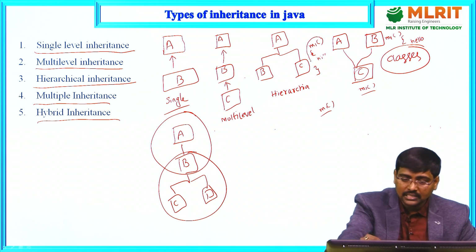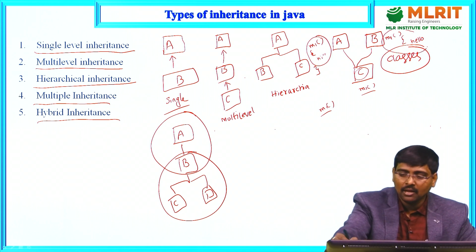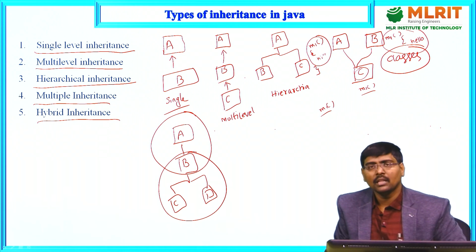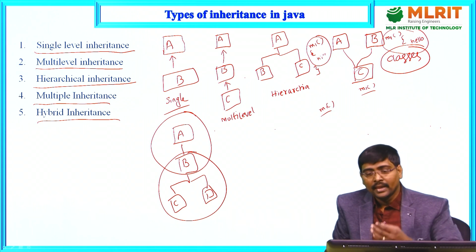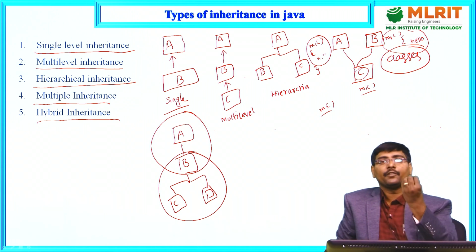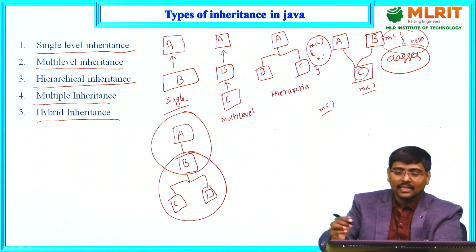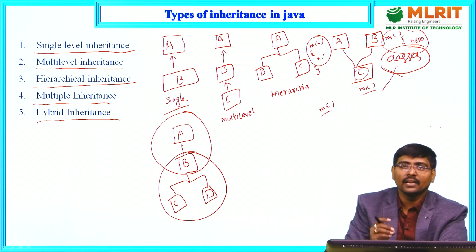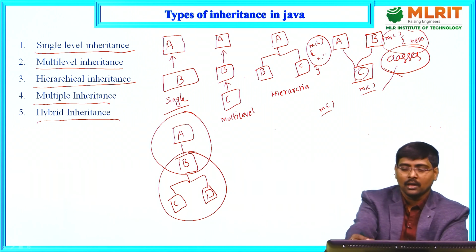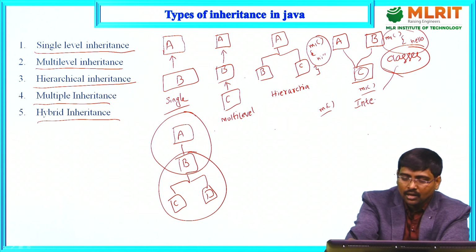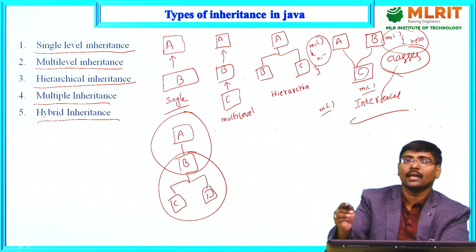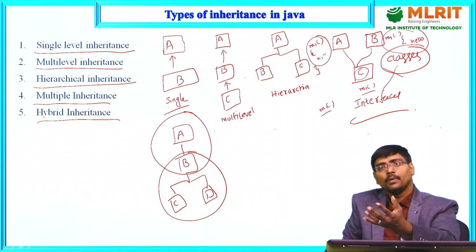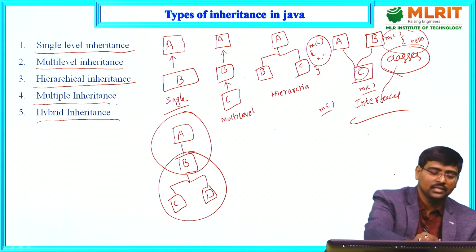If the same method is available in all the parents, it is not possible to predict from which class the method is extracted. That is the reason multiple inheritance is not directly achieved in Java. By using the concept of interfaces, we achieve multiple inheritance. Whenever we move to the topic of interfaces, I will discuss this one.